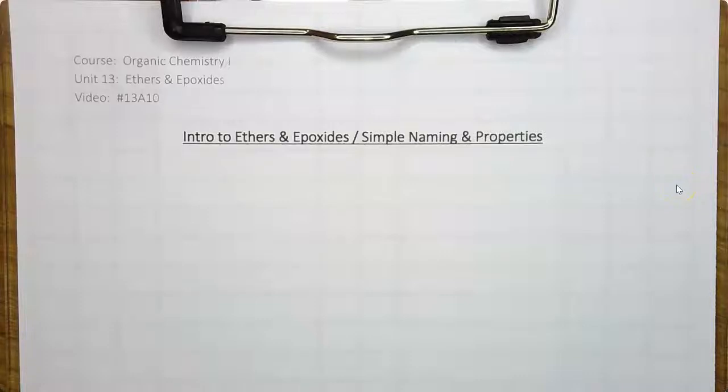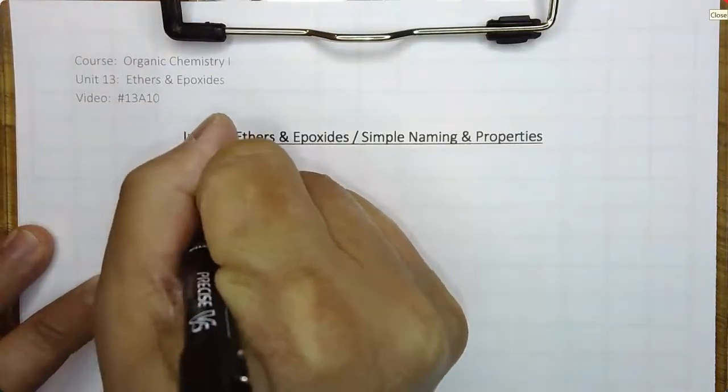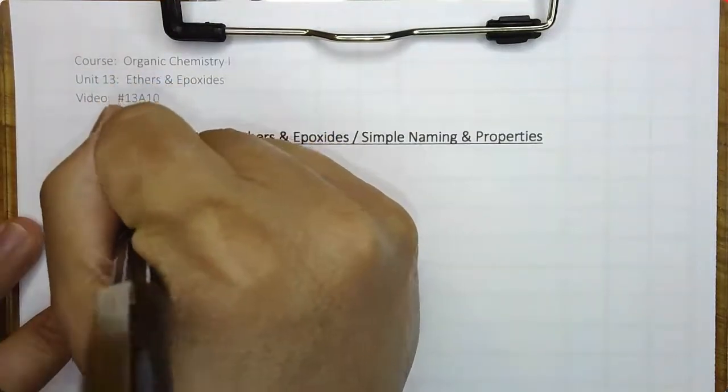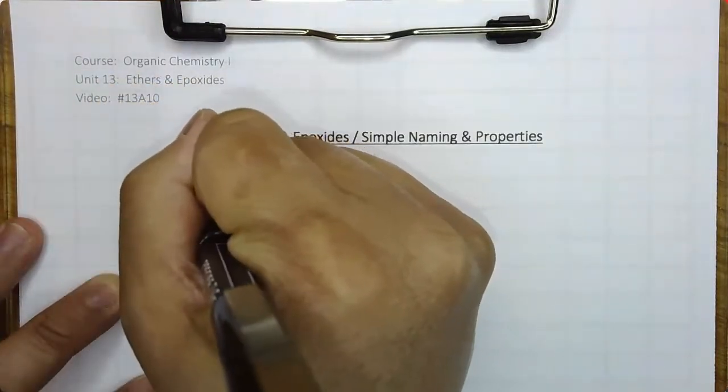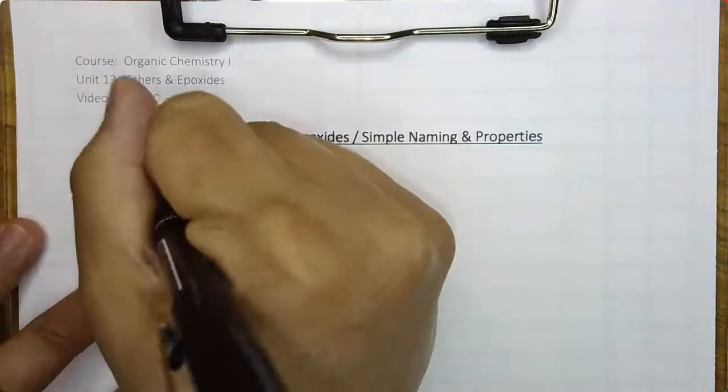Hi, we're starting a new unit, Unit 13, Ethers and Epoxides, and I want to start by going over some simple naming and discussing a couple of important properties. Now, an ether is a molecule that has a carbon, oxygen, carbon functional group. Typically, the carbons flanking the oxygen are going to be sp3 hybridized.